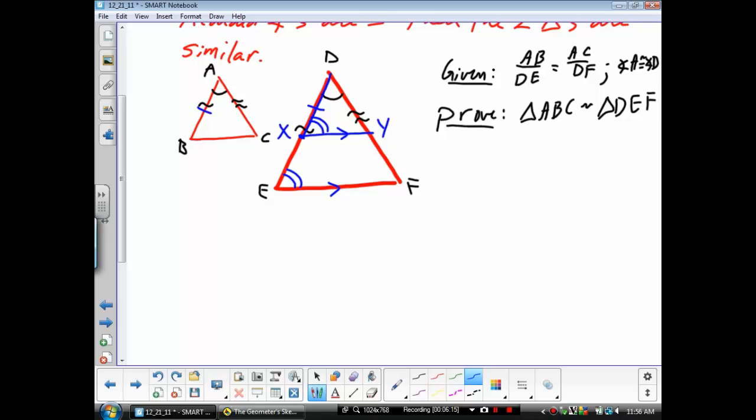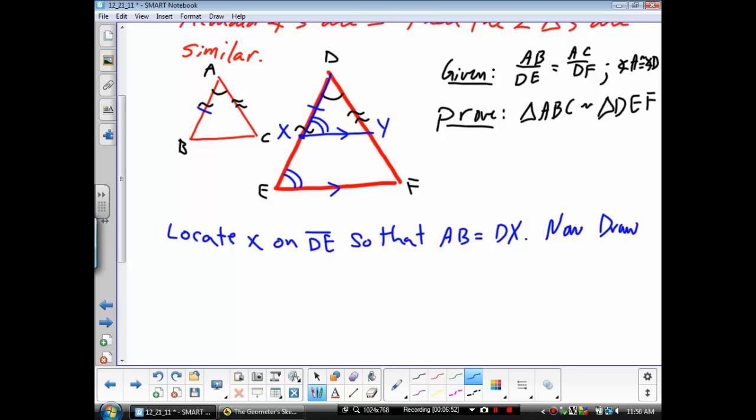To start writing the proof, we need to tell everyone how we located point X and how we drew XY. So, actually we located point X so that DX was equal to AB. Next, we drew line XY parallel to EF.